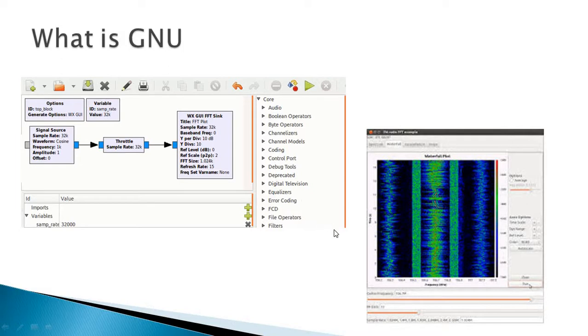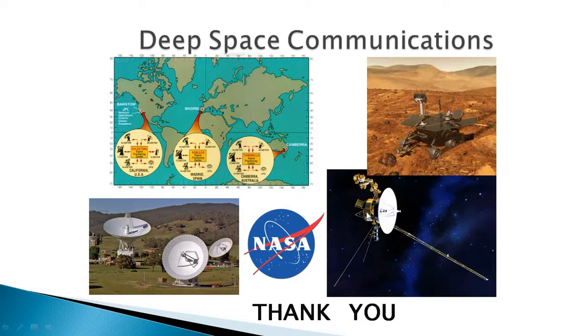Various signals you can receive from that. This is one image showing the signal which you have received. And this is how the SDR has various applications in deep space communications and other emerging fields.